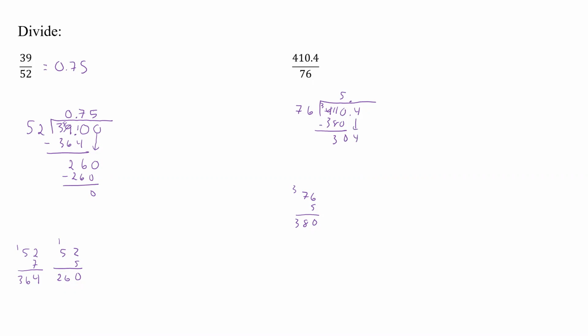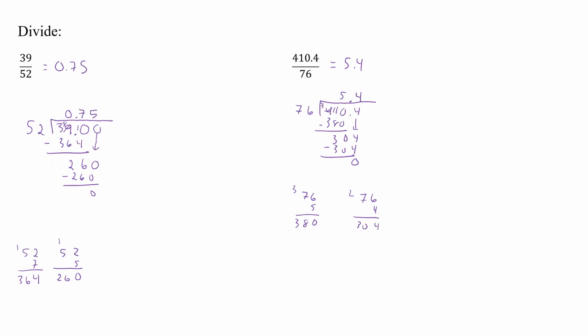Okay, and then we subtract that. So now how many times does 76 go into 304? Well, I think 4 times 8 is 28, so maybe we'll start there. 6 times 4 is 24. That's 28, 29, 30. Oh, there we go, 4. So that's going to give us 304. We subtract, we have a remainder of 0, so that means we're done. And so it gives us 5.4.